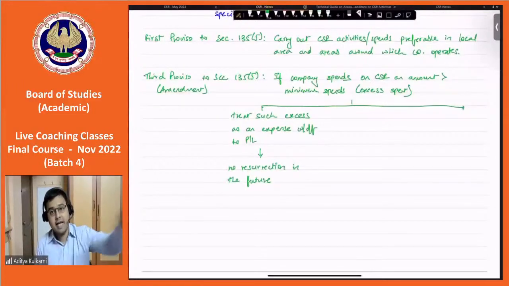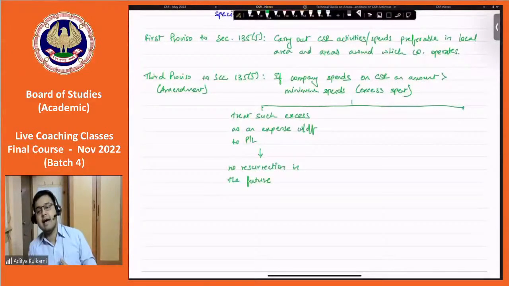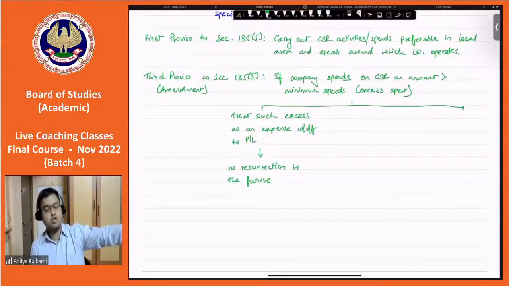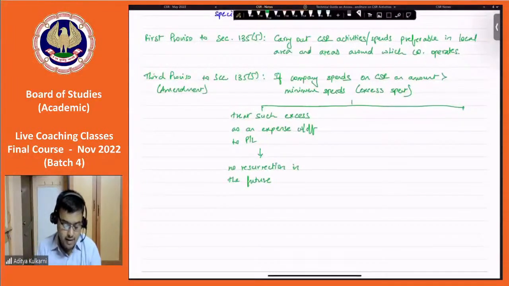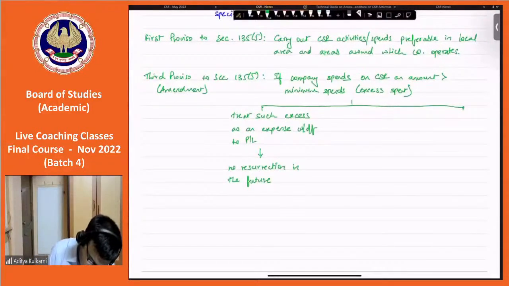Matlab, you cannot claim in the future that in the past year I had spent more, but I did not treat it as a carry forward expense. I expensed to the P&L. Now I want to adjust it. Not permitted. Today you have to make a choice.